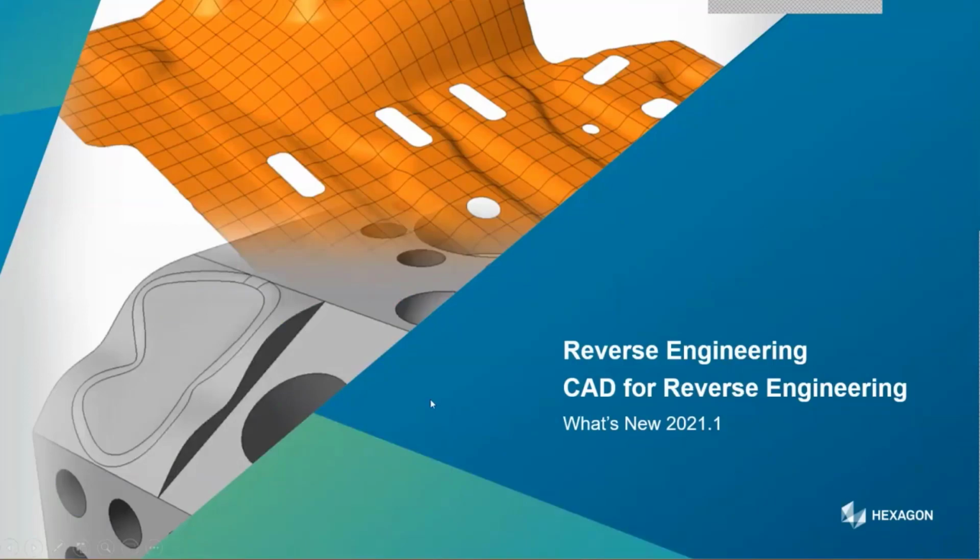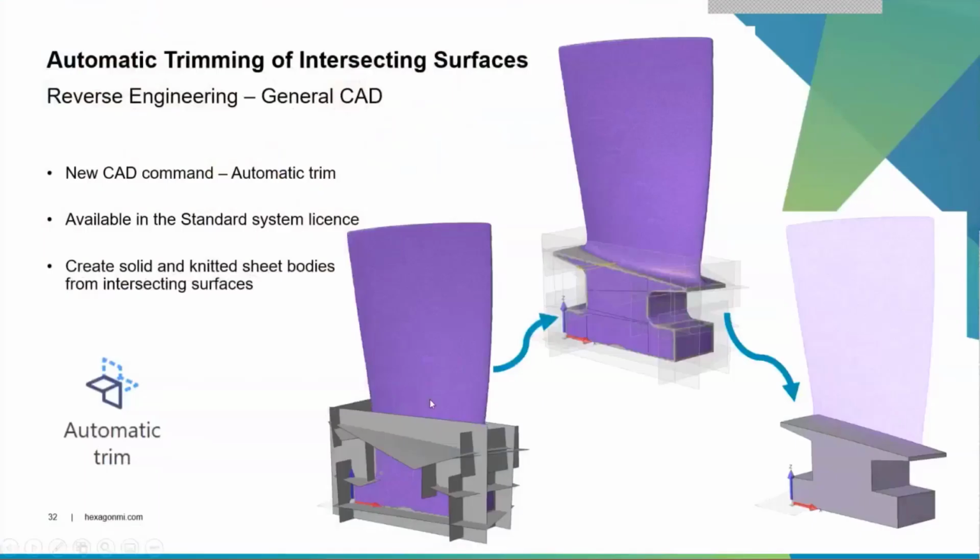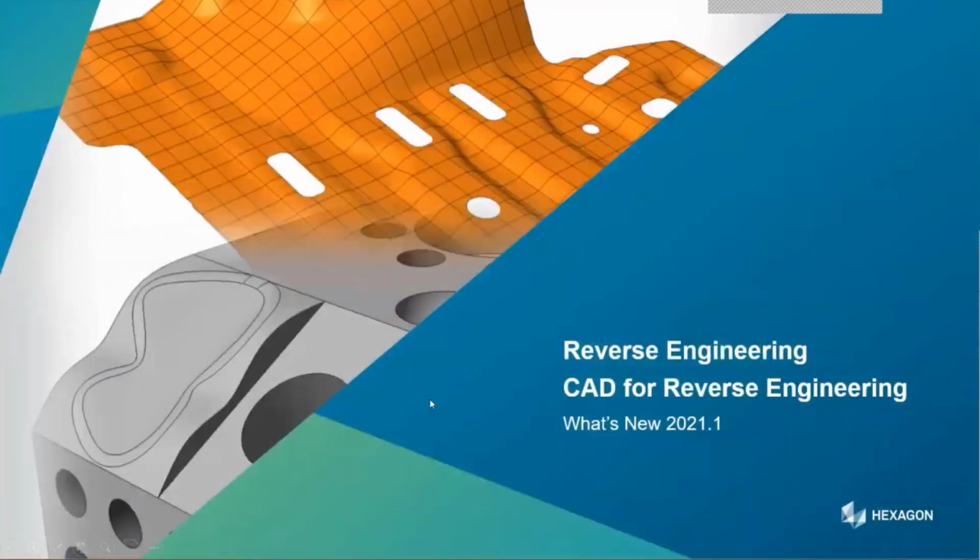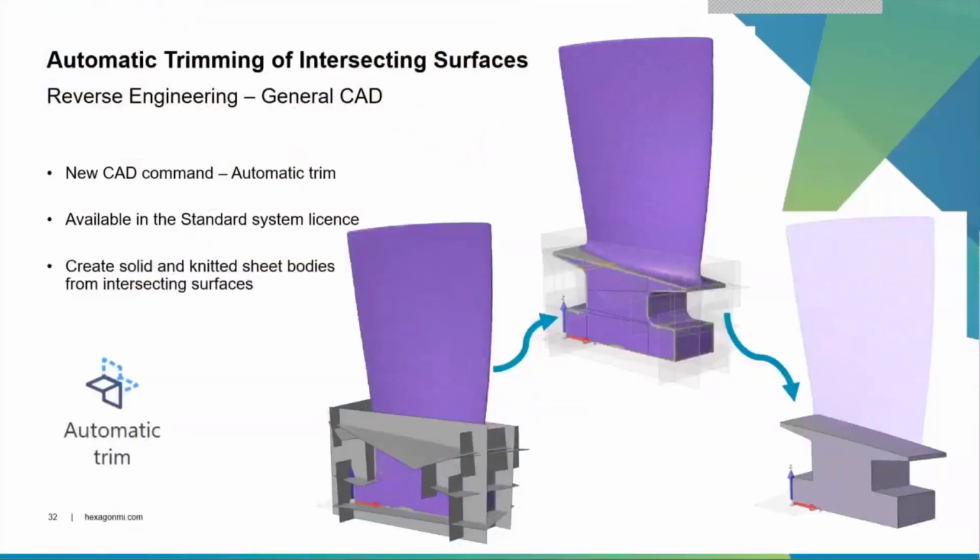So what's new in reverse engineering? So I've split it into 3 sections. So this section is general CAD for reverse. What I mean by general CAD is it isn't assigned to the reverse module. So it's not limited to the reverse module. You don't have to pay for the reverse module. It just fits very well with the reverse functionality.